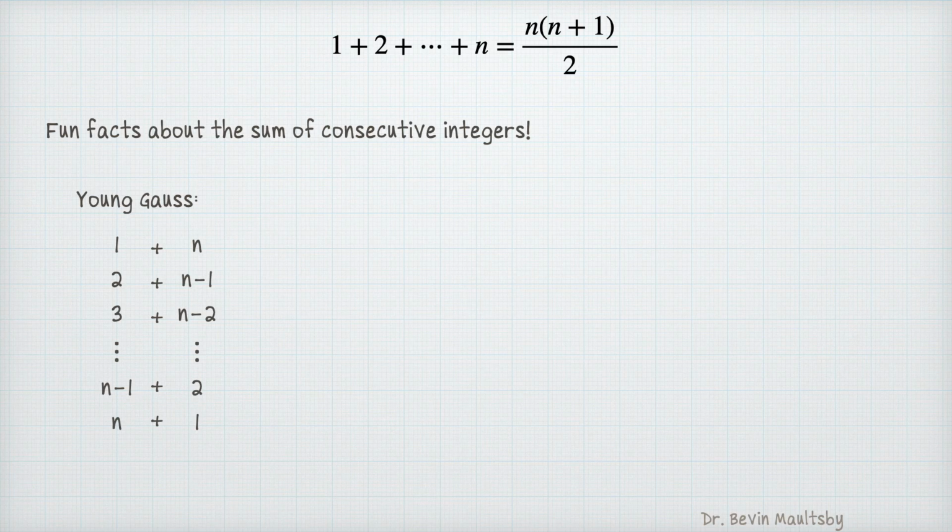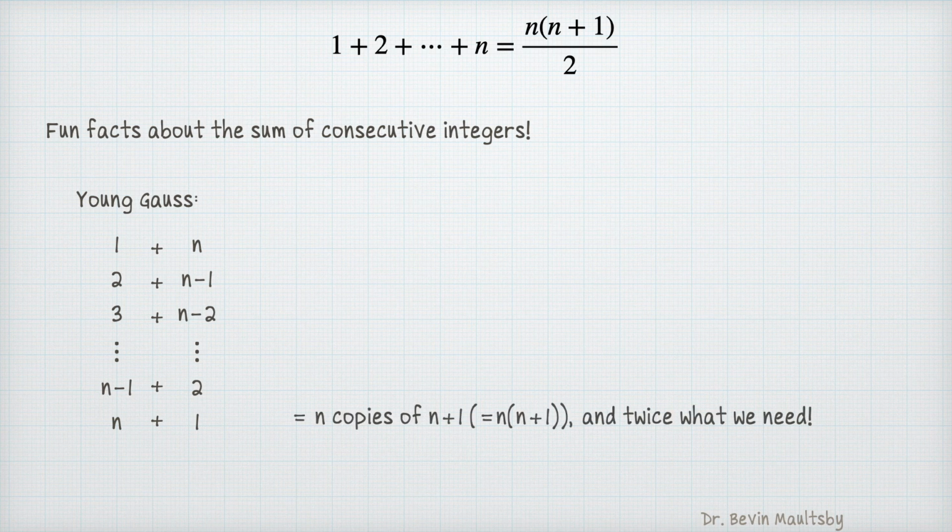And then how many rows do I have? N of them. So very quickly, we can sum both of these columns together to say that we have n copies of n plus 1. In other words, we have the product n times n plus 1. And that is just double what we need for the first column. So the sum of the first column would be n times n plus 1 divided by 2.